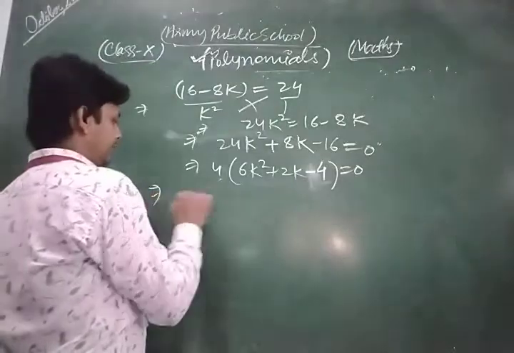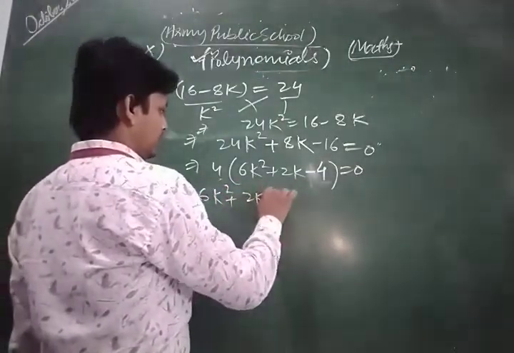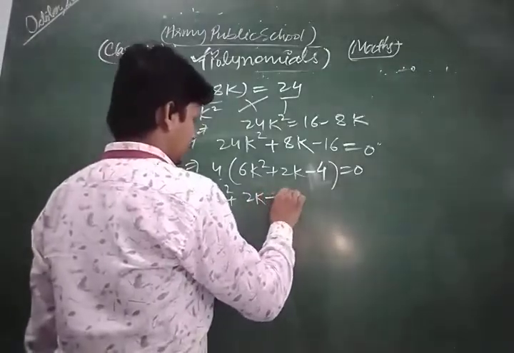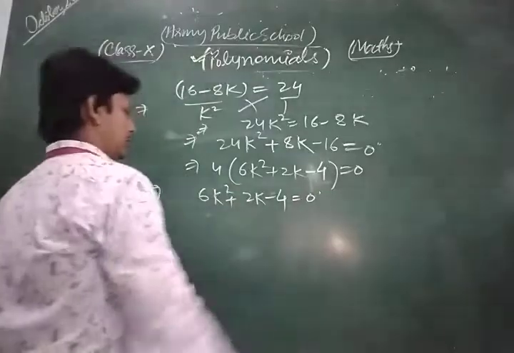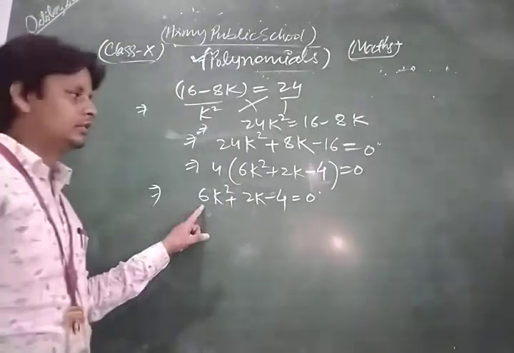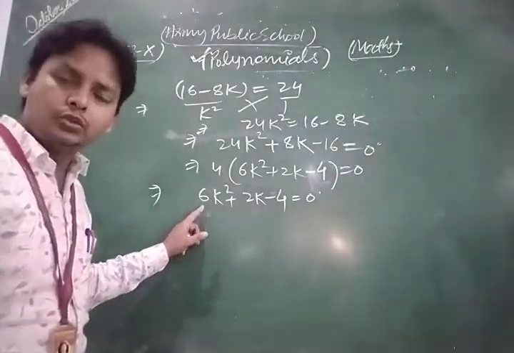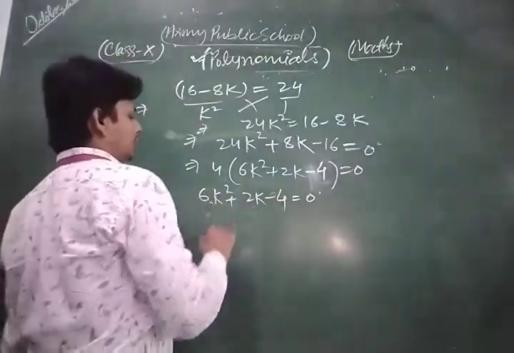Now, we can write this as 6k square plus 2k minus 4 is equal to 0. Now we do the factorization by using the concept of splitting the middle term. 4 into 6 is 24.